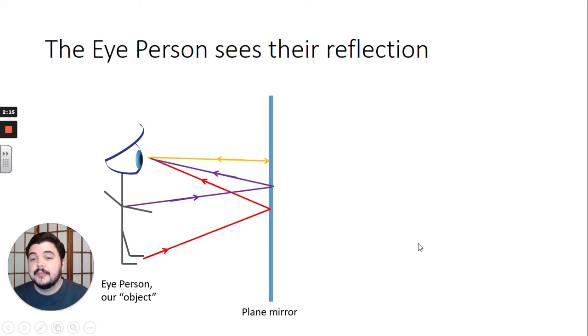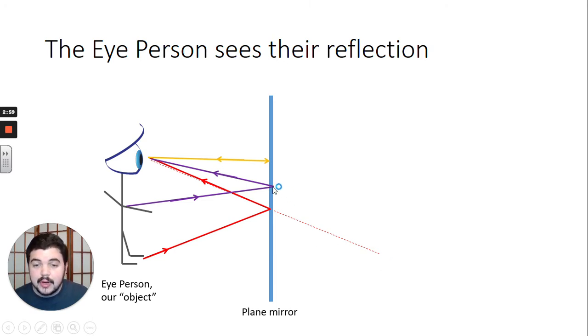Now, here's the problem, though. The eyeball only has information about what's coming into it. The eyeball doesn't have any information about what's happening at the mirror. In other words, the eyeball, because it's localized to just this point, has no idea that there was a reflection off of the mirror. And so the person sees this incoming red ray, and the eyeball interprets it as if the origin of the ray were somewhere behind the mirror. Of course, we know that it's not. It's the person's feet. But the eyeball interprets the origin of that ray as if it were behind the mirror.